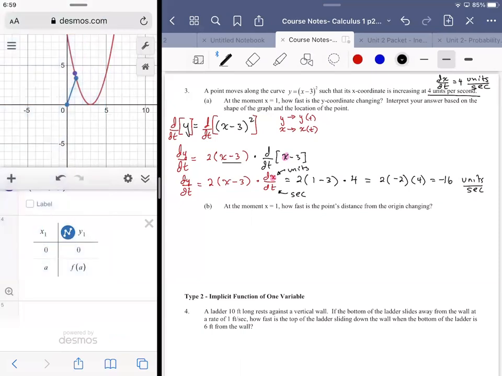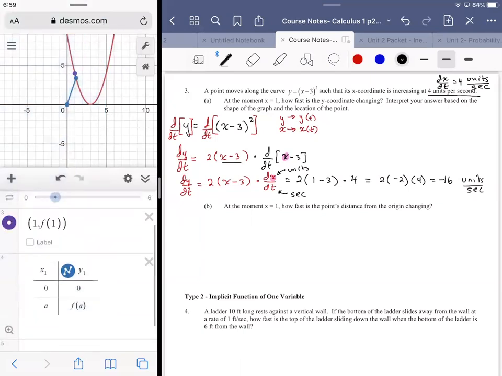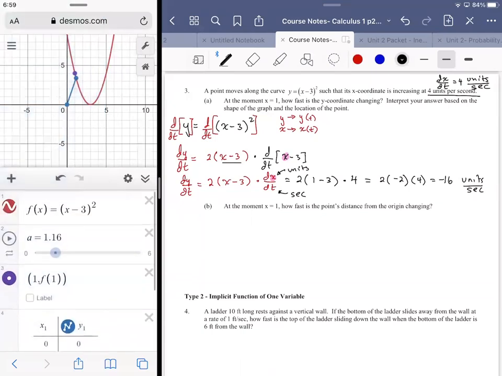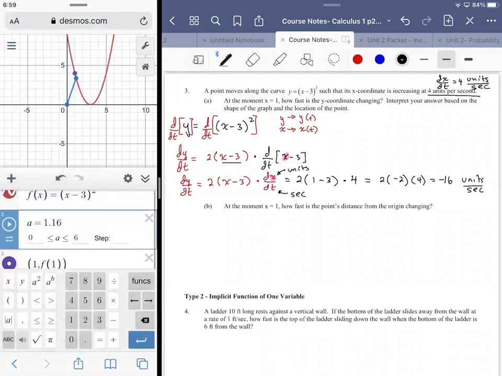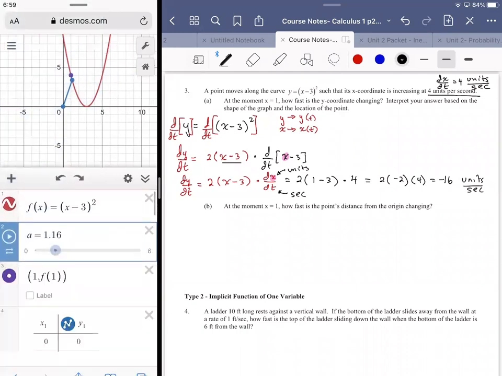But now, when I animate, stop moving. Oh, dang it. When I animate my a, you can see that the line connecting a and the origin is changing to accommodate the change in position of a along the curve.